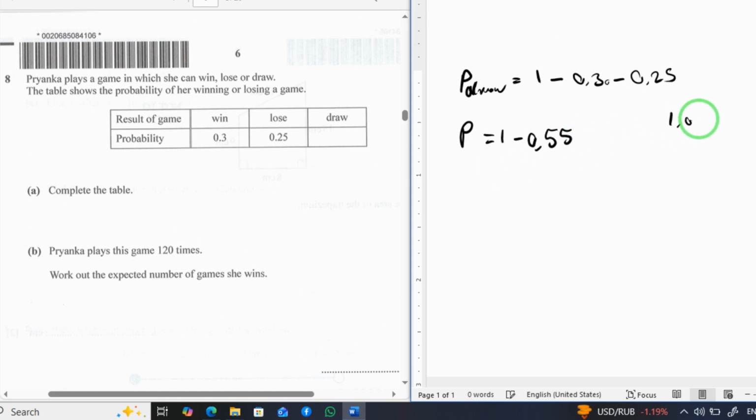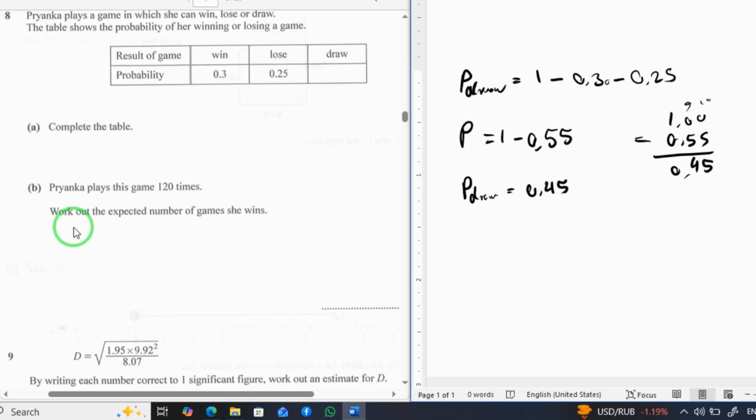Then we subtract 1.00 minus 0.55. We borrow from 10 minus 5, 5, and we borrow here is 9. 9 minus 5 is 4. So P of draw actually is 0.45. This is the answer. We should write the answer here. Now we calculate part B.